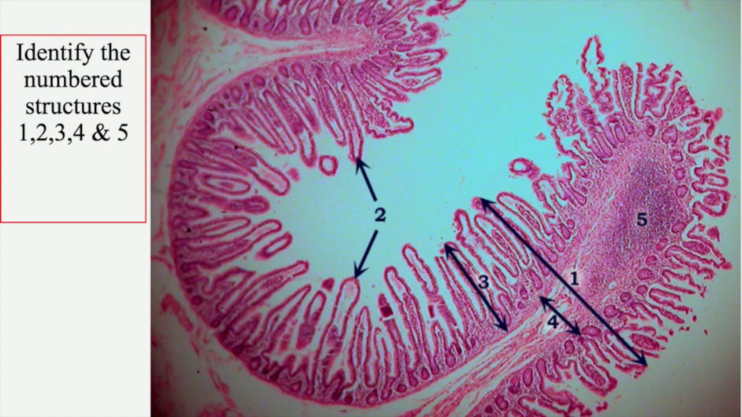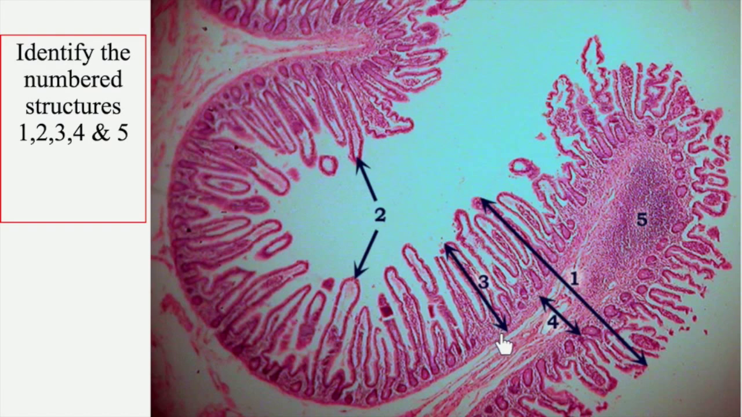Try now to assess yourself by this trial exam. Here we have the first picture. It is, of course, for the small intestine, as we have these villi and these crypts. Number one is the plica circularis. Number two is the villi projecting on the surface.